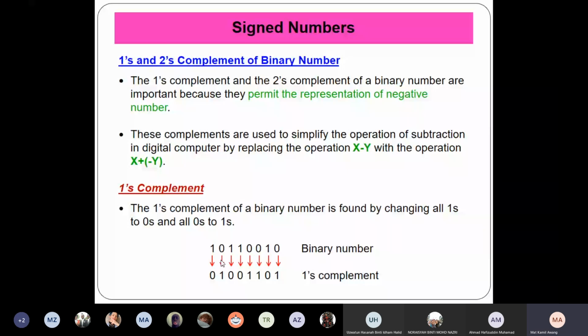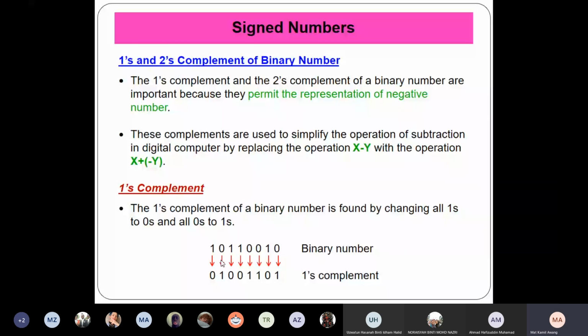So you can represent signed numbers in 3 ways: sign magnitude form, 1's complement, and 2's complement. The 1's complement and the 2's complement of a binary number are important because they permit the representation of negative numbers. These complements are used to simplify the operation of subtraction in digital computers by replacing the operation x minus y with the operation of x plus minus y.